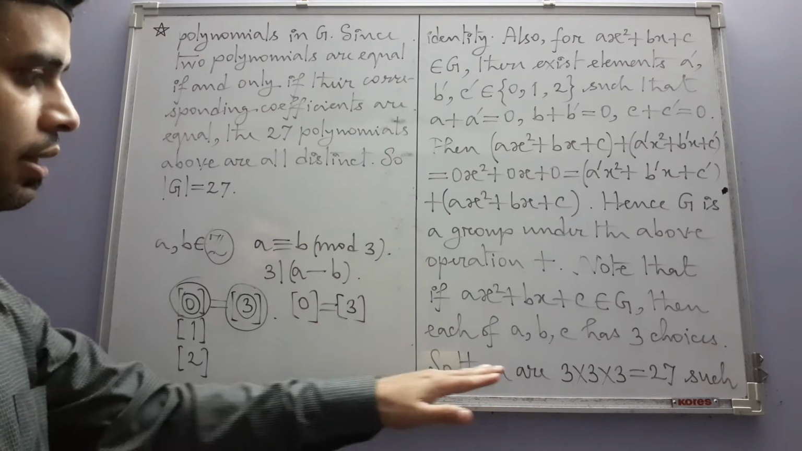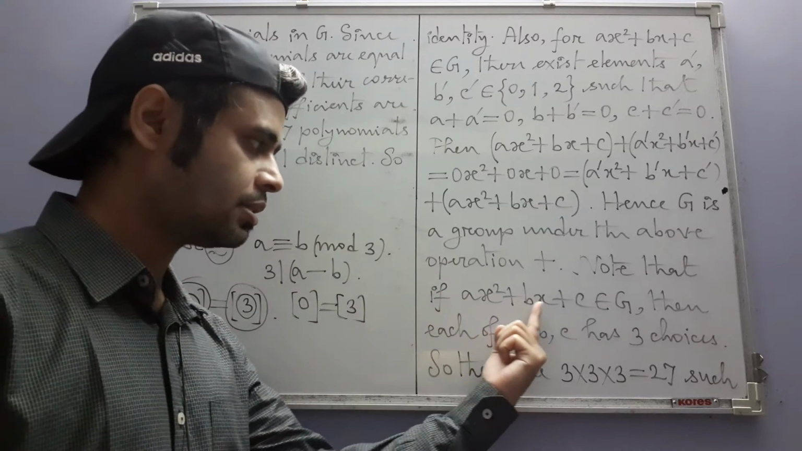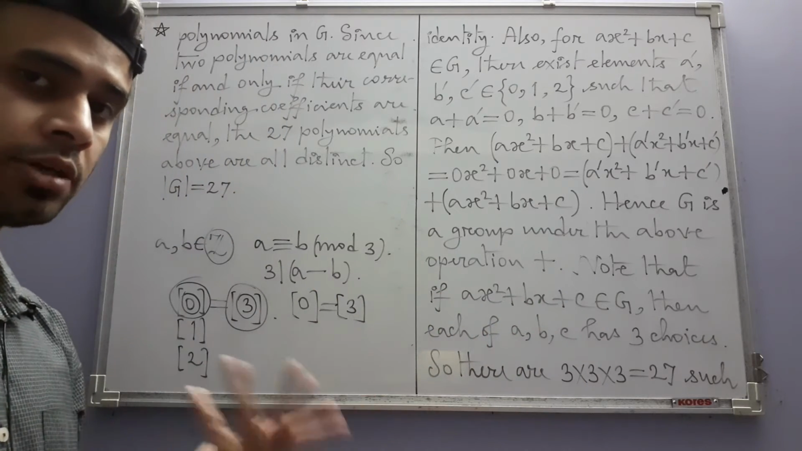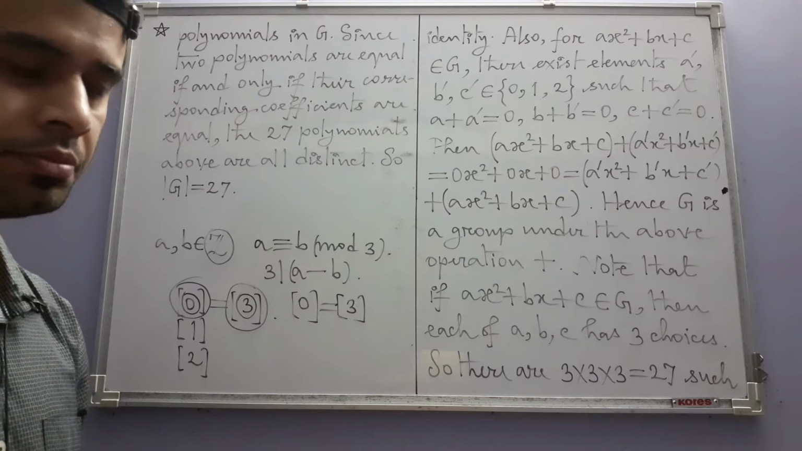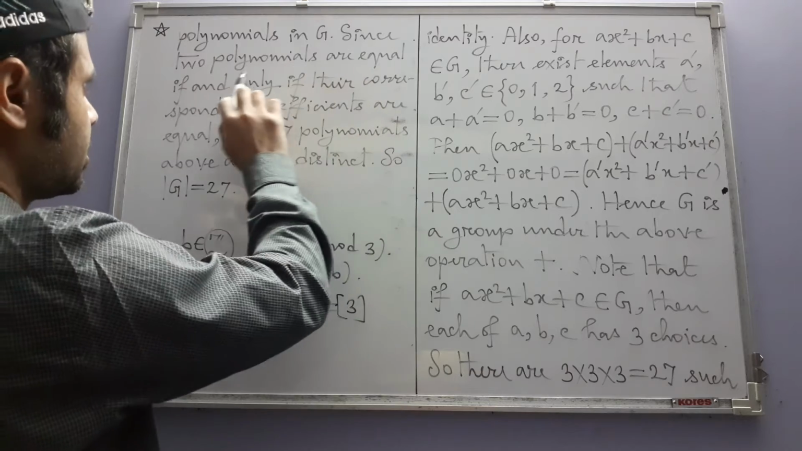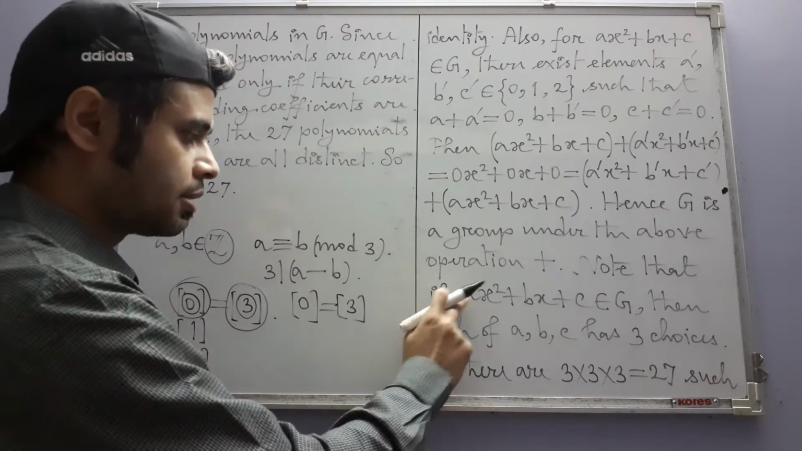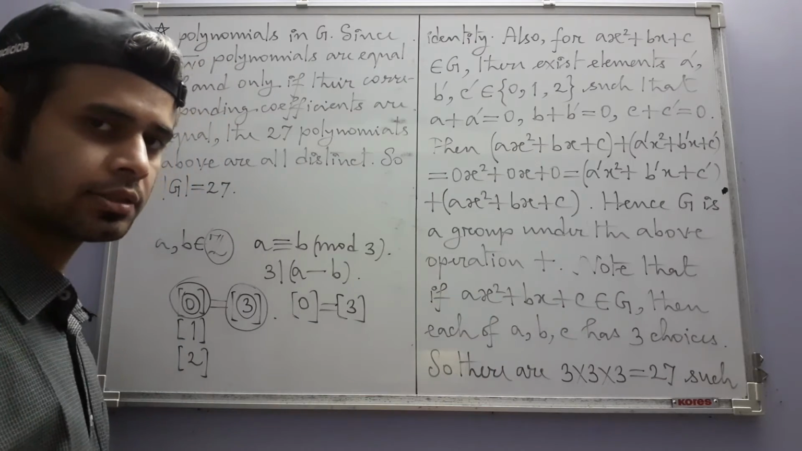That is not the case here for these polynomials. Whenever they look different, because these a, b, c are different, they actually are different elements in the group, and that comes from the fact that two polynomials are equal if and only if they actually look equal, that is, the corresponding coefficients are the same.